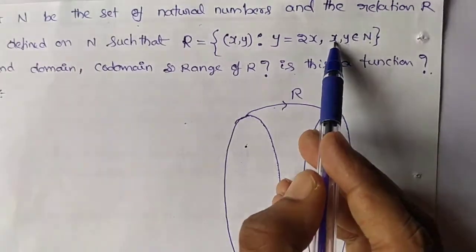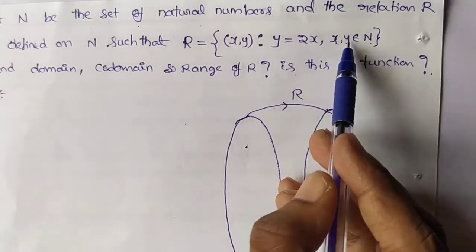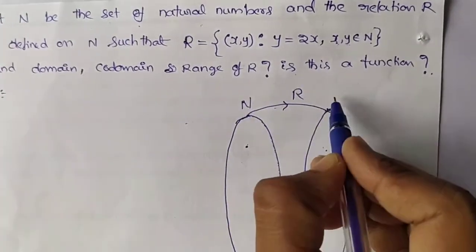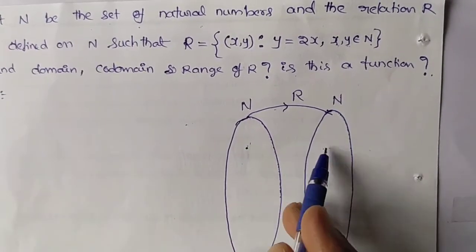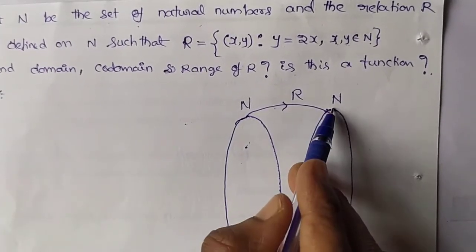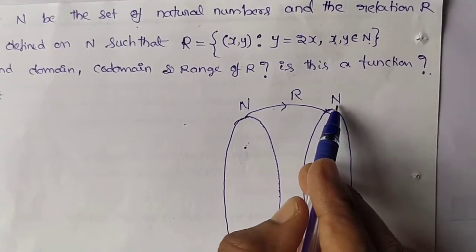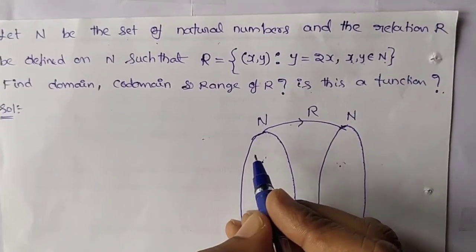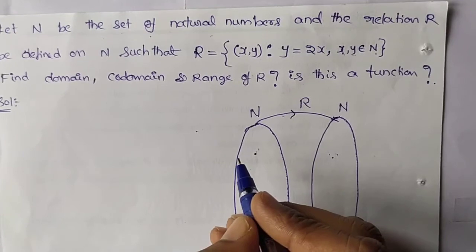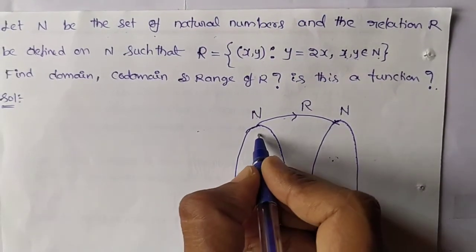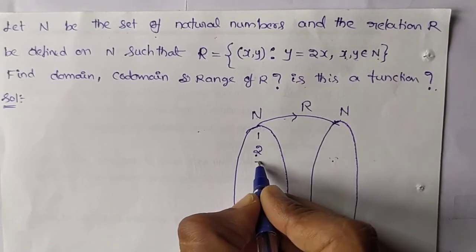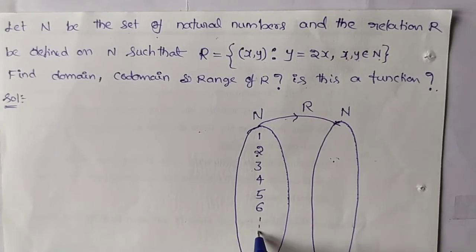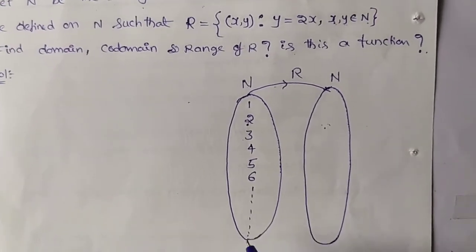x is a natural number, y is also a natural number, isn't it? Then x belongs to N, y belongs to N. Then the domain is natural numbers, the codomain is also natural numbers. Now, what are natural numbers? In the bridge course itself, I already told you which are the natural numbers. Natural numbers start from 1, 2, 3, 4, 5, 6 and so on. So these are the natural numbers.